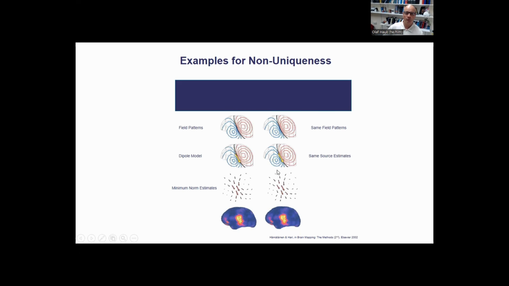So we can only distinguish between the two with a priori assumptions about whether, for example, we know that it was a focal source, or we suspect that it was a focal source, and you can fit your dipole. But if somebody else wants to claim, no, this activity was produced by a distributed source, the evidence cannot distinguish between the two.